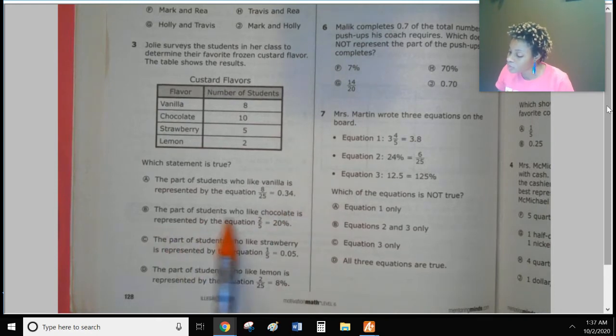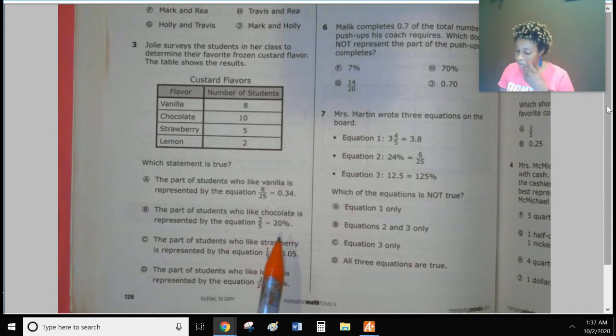B, the part of students who like chocolate is represented by the equation 2/5ths, which equals 20%. C, the part of students who like strawberry is represented by the equation 1/5, which equals 5/100ths. And D, the part of students who like lemon is represented by the equation 2/25ths, which equals 8%.